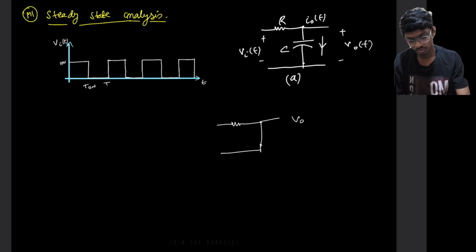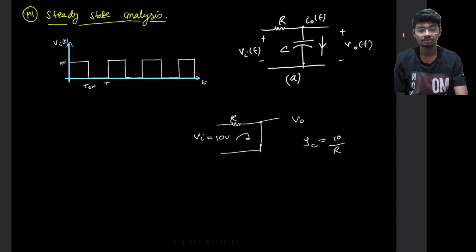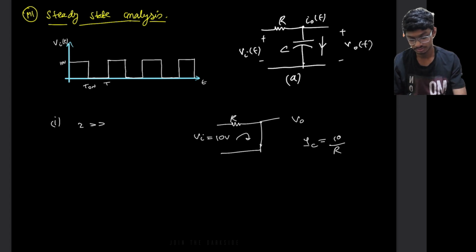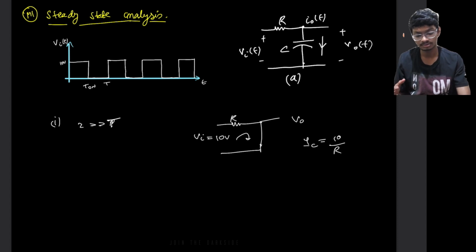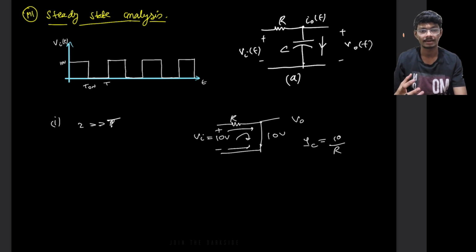V naught is 0 and this Vi is equal to 10 volts and this R is whatever it is. So what is the current through this circuit? The current IC equals 10 divided by R. This is basically the charging current. But in our first condition, where tau is much greater than T, it won't get enough time to reach steady state. By steady state I mean this whole voltage; the cap won't get enough time to reach 10 volts.